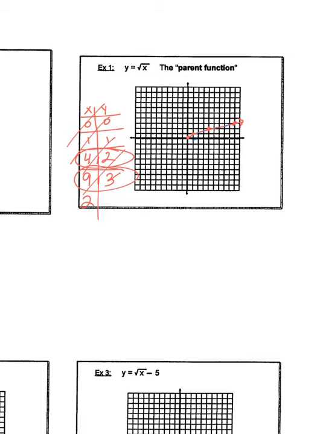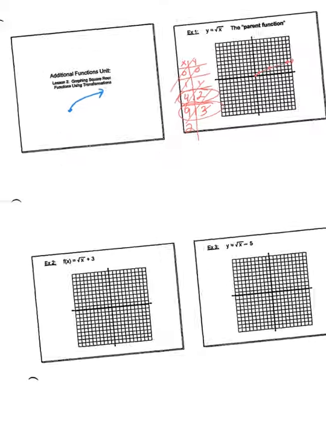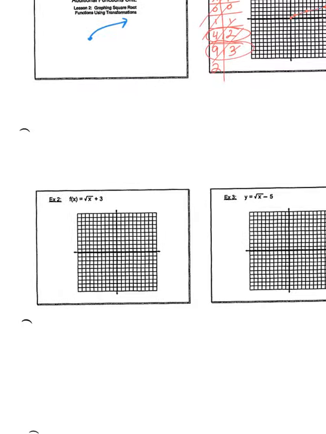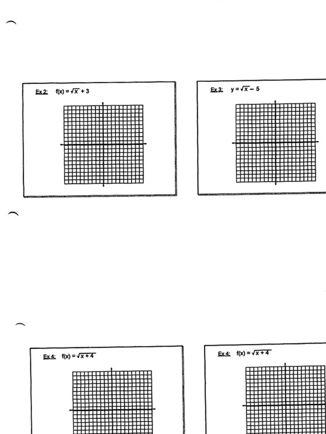And then from there, you're basically going to do translations like we did yesterday. So that means that if you look at example 2 and they say square root of x plus 3, if the number that's being added is outside of the square root, this is a translation or a shift. You're translating it up 3 units. Okay, or a shift up 3 units.